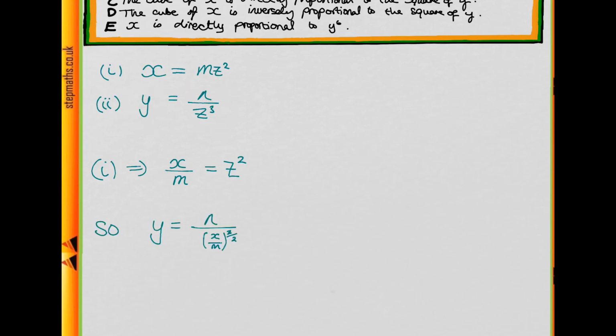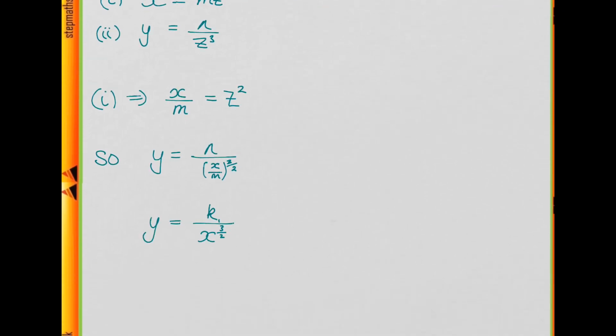So we say y is equal to n over z cubed. Well, z cubed is just this square rooted and then cubed, so to the power of 3 over 2. So we get something which looks like this. Now, if we rearrange this, we get z is equal to some constant which is coming from n's and m's, but we don't really care about the constant, so we're just going to call it k1, divided by x to the 3 over 2.